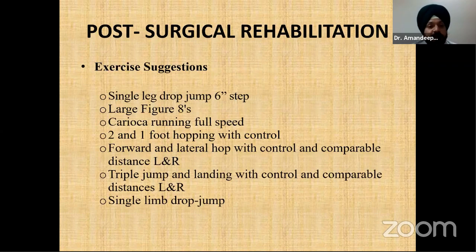A few exercise suggestions are single leg drop jump with 6-inch height step, then large figure of eights. Karaoke running we can make use of, which is sideways running involving hip rotation, and 2 and 1 foot hopping with control. It involves repeated hopping with knee flexion and extension, then triple jump, single limb drop jump.